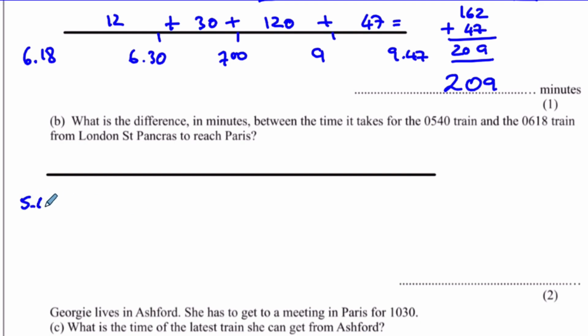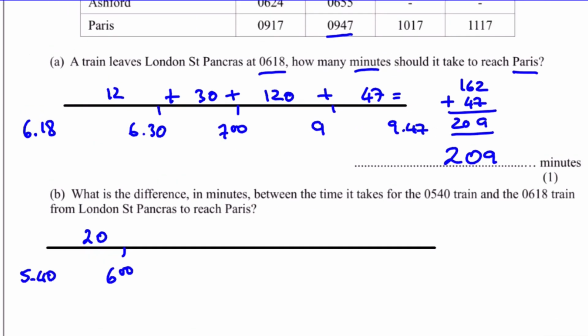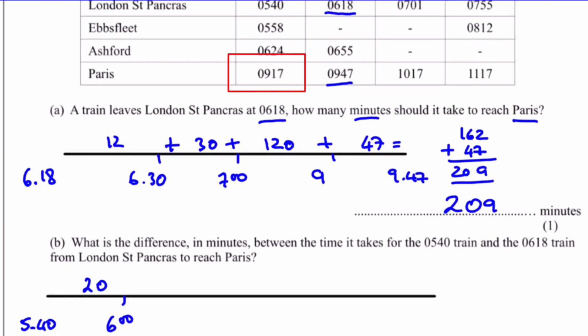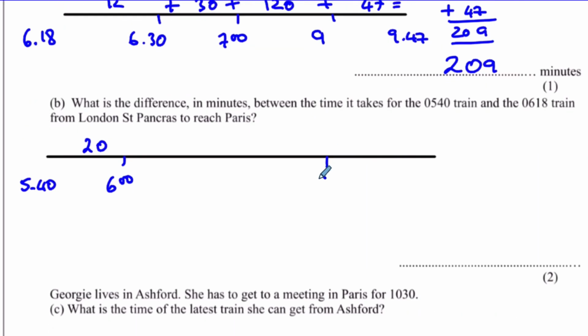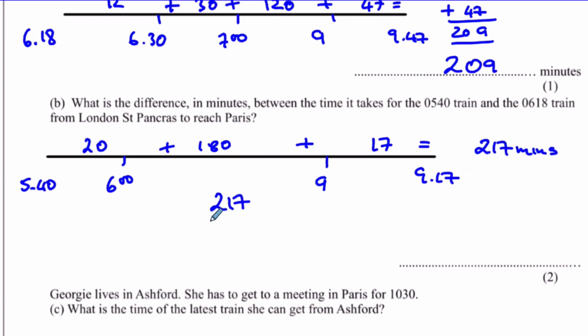So we're starting at 5:40. We add 20 minutes to take us to 6 o'clock. And we arrive at 9:17. And then we can add 3 hours to take us to 9 o'clock, which is 180 minutes. So we have to add another 17 minutes. Add these up, we get 20, 200, 217 minutes. The question said, what's the difference? So it's 217 minutes minus 209 minutes, and we get 8 minutes.